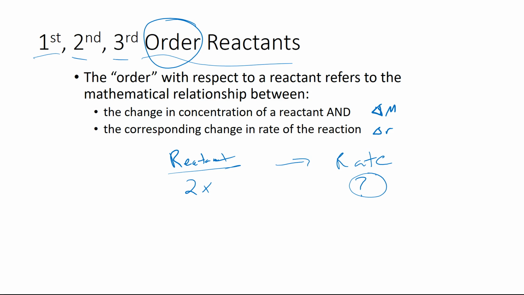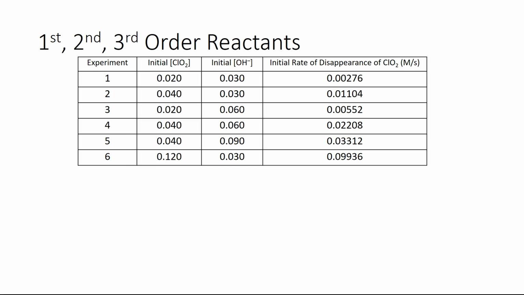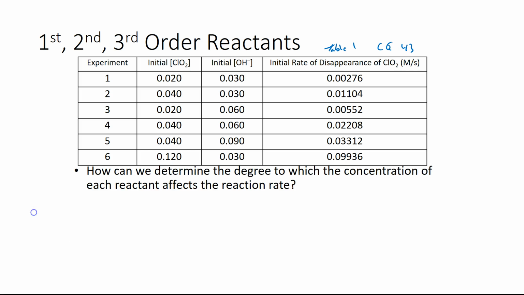Moving forward. Here is table 1, by the way, from ChemQuest 43. Initially, as we go through this, we're essentially going to be covering numbers 1 through 13 from ChemQuest 43, just the basic ideas of what's going on here. So here it goes. How can we determine the degree to which the concentration of each reactant affects the reaction rate? That's what we're trying to answer.